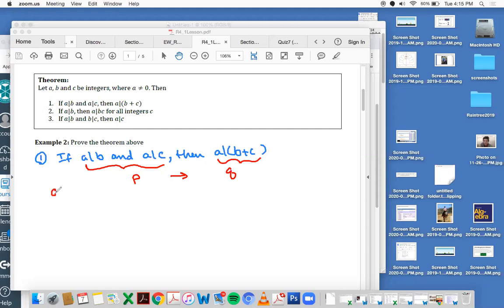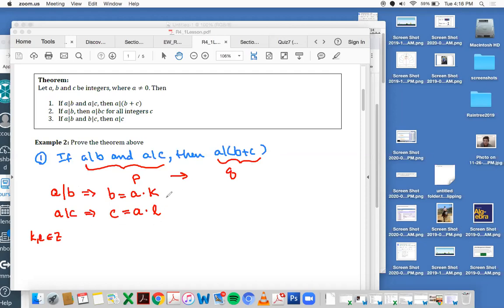Let's look at what our premises say. a divides b, by the definition above, means b can be written as a times an integer. And a divides c means that c can be written as a times an integer. We don't want to use the same integer, because that would make it a special case where b equals c, and we want to show this is true in the most general case possible. So k and l are both integers. Basically, we write the premises using that definition of division.